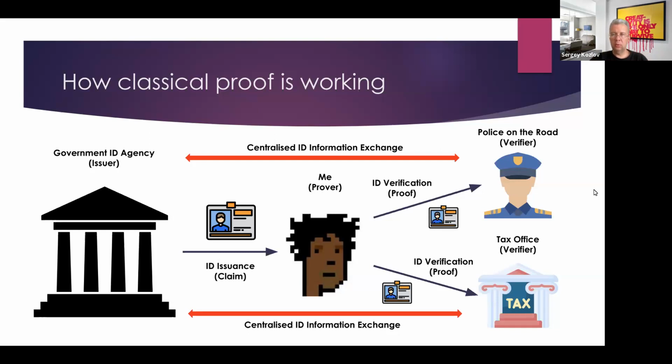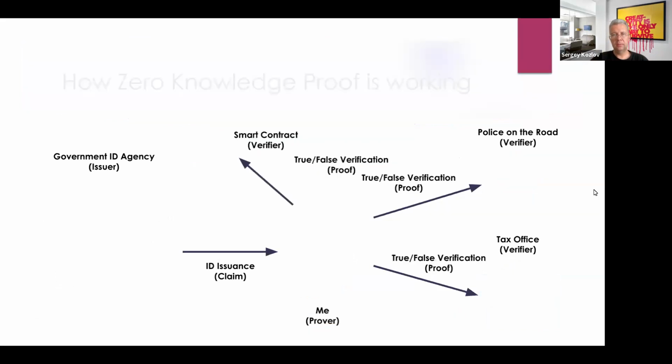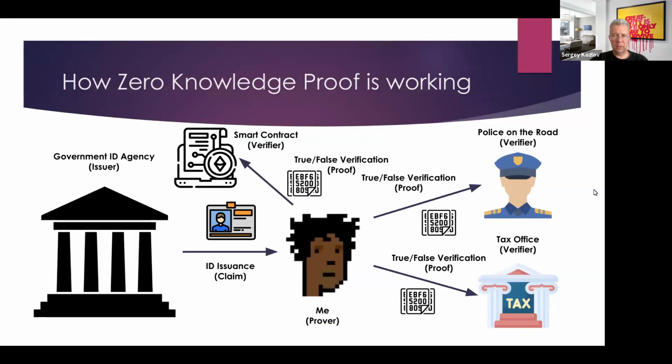What are zero-knowledge proofs changing in this architecture? First of all, in the same way, we receive a so-called claim or ID from the government agency, and that's it. Nothing additional is required. It means that having this claim, we can prove anything we want to the policeman, to the tax office, even to the smart contract, which is also a verifier and sits on the blockchain.